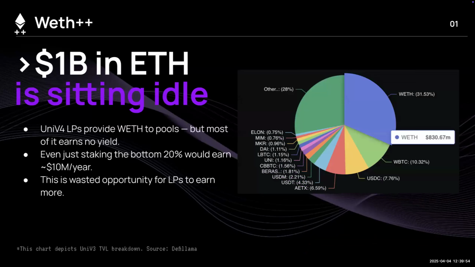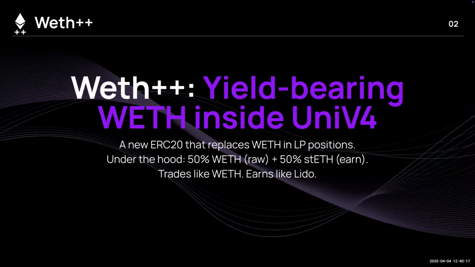So right now, pretty much over $1 billion of ETH is currently sitting inside of Uniswap LP positions, UniV2, UniV3, and it's not really doing anything. If they were just to stake the bottom 20% of that, they could easily generate over $10 million in yield annually. That's money left on the table, and the LPs really need it to combat toxic order flow, MEV, and impermanent loss, you name it.